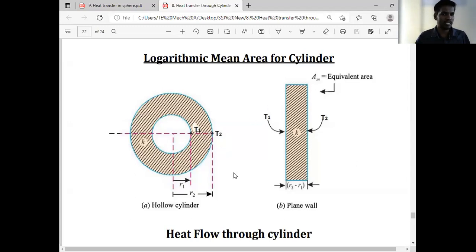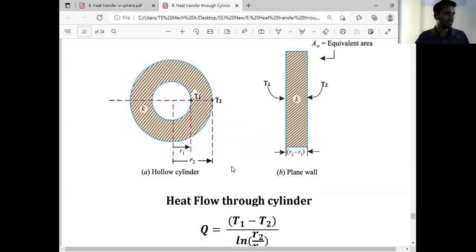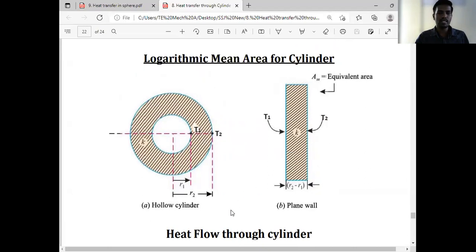So how to calculate this? First of all, we have to draw this diagram. We have to draw first hollow cylinder, then plane wall. Thickness is same, that is R2 minus R1. Okay, and temperature difference is T1 minus T2. Thermal conductivity is K, and our aim is to calculate the equivalent area. आपल्याला प्लेन वॉलचा एरिया कॅल्क्युलेट करायचा आहे. तो एरिया असा असणार आहे त्या एरियालाच दोन्ही मधून हीट ट्रान्सफर रेट सेम असणार आहे, क्यू सेम असणार आहे.